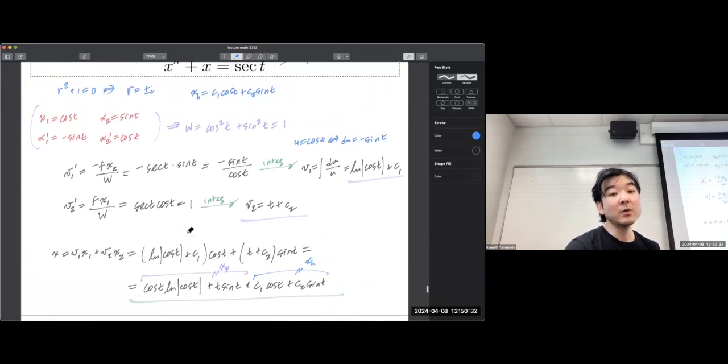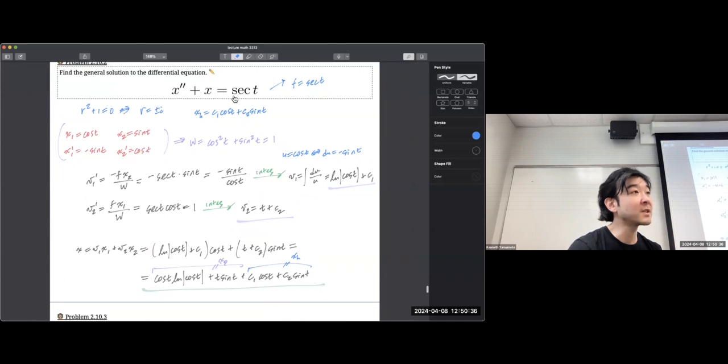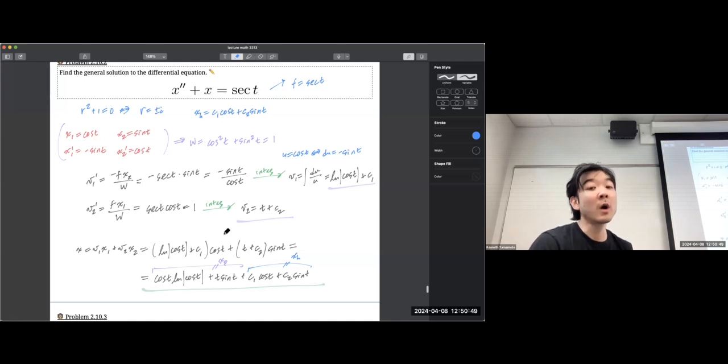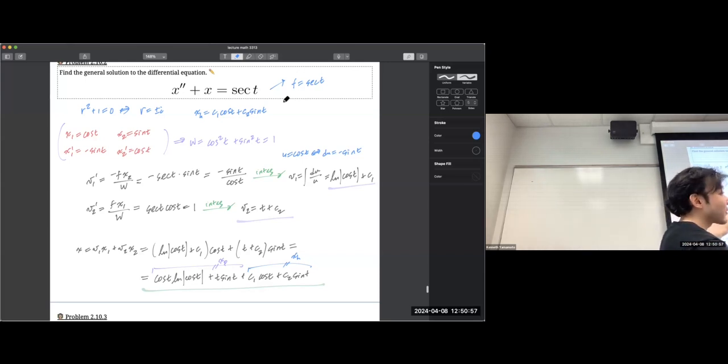There was no way you would have looked at this and, if you were to use the method of undetermined coefficients, come up with a solution form that looks anything like this. You may think, oh, the solution form is just a times secant of t or something. No, it's not. It's this actually. And that's why the method of undetermined coefficients won't work in general. It has to be exponential or sinusoidal or polynomial on the right-hand side. As soon as you have something different, the solution is potentially quite complicated.